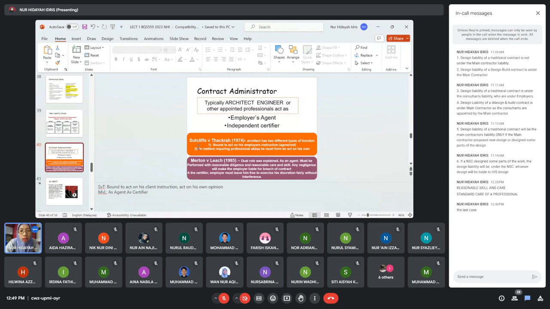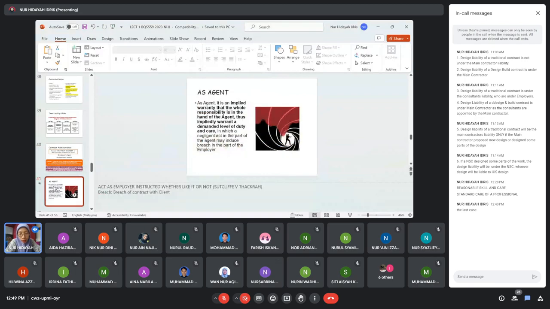So dual role of employer's agent. Okay, employer's agent ada contract sebagai contract administrator ataupun employer's agent satu. Satu lagi adalah sebagai professional skill, that is independent certifier, that must perform according to dia punya professional skills. Alright, tak boleh ni lah. Tak boleh ada apa orang kata? Diskriminasi on dia punya professionalism and skills.